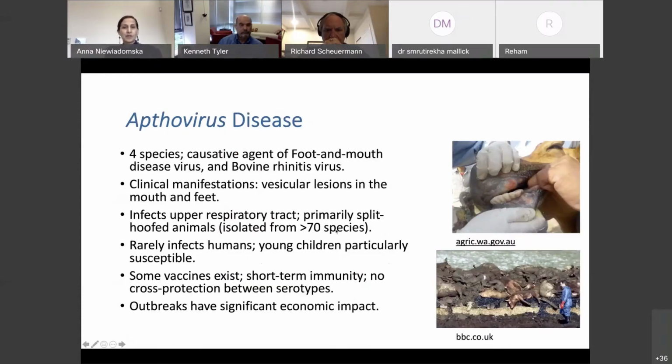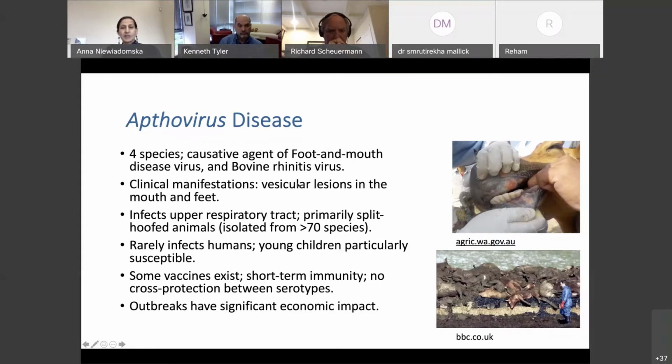So I thought I would just give you a quick idea of what these different genera include. And so, as I mentioned, Aptavirus has 4 different species, and one of them is the causative agent of foot and mouth disease, and it also has bovine rhinitis virus. So, although these tend to not be human viruses, they're very well studied, and there's quite a lot known about them because outbreaks can have huge economic impact.